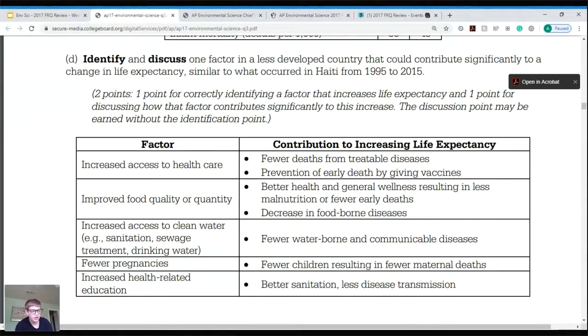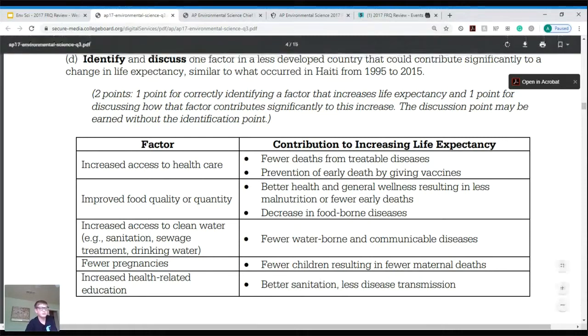Then we also have fewer pregnancies. That could also be related to contraceptives. And then we have fewer children, resulting in a lower child mortality rate, lower infant mortality rate. There could also be increased health education, increased education on family planning. Then we have better sanitation, less disease transmission. That could definitely be referenced by talking about the demographic transition model, epidemiologic transition model. Those are definitely reasons that could be identified.